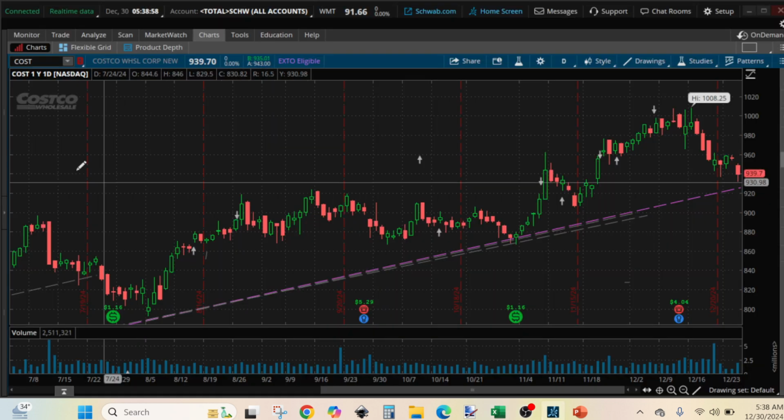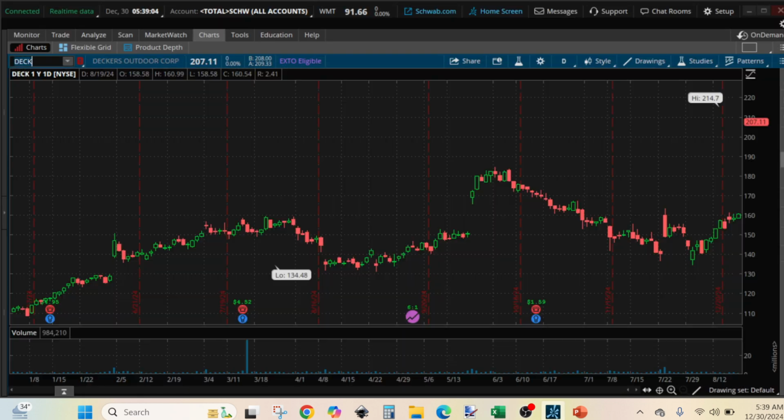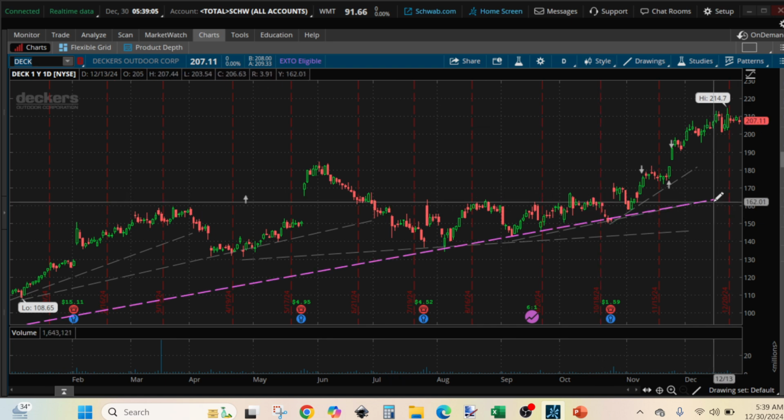DECK. That is the line you like to buy on. It's nowhere near it yet.